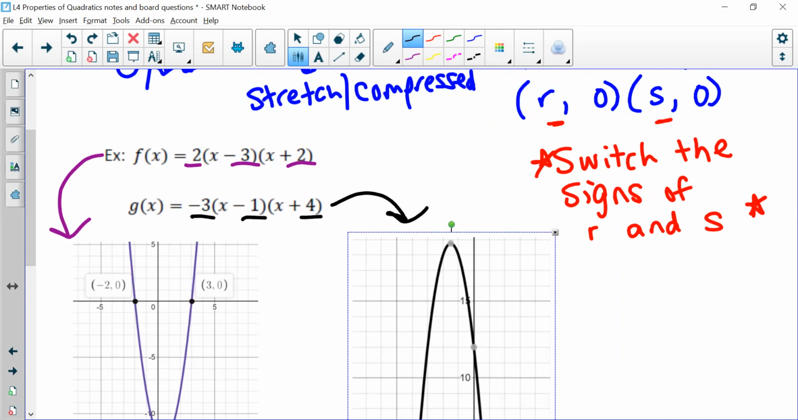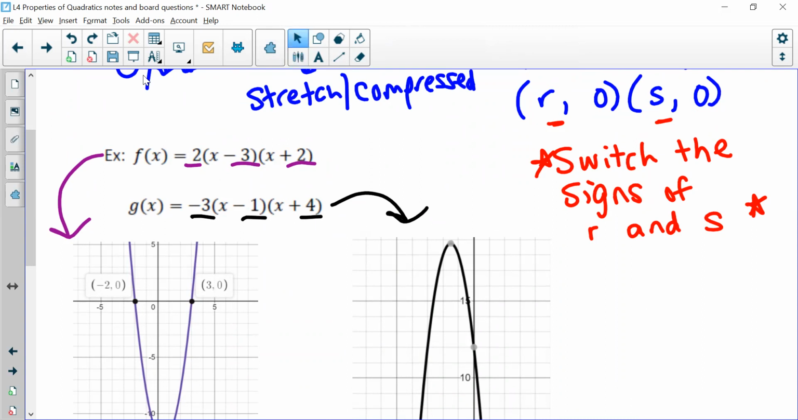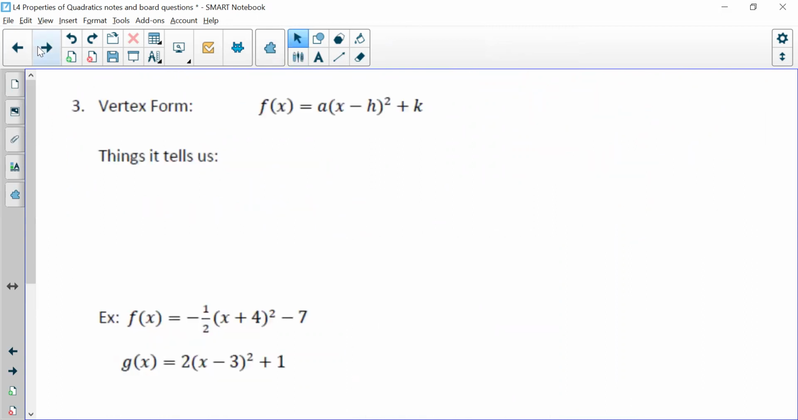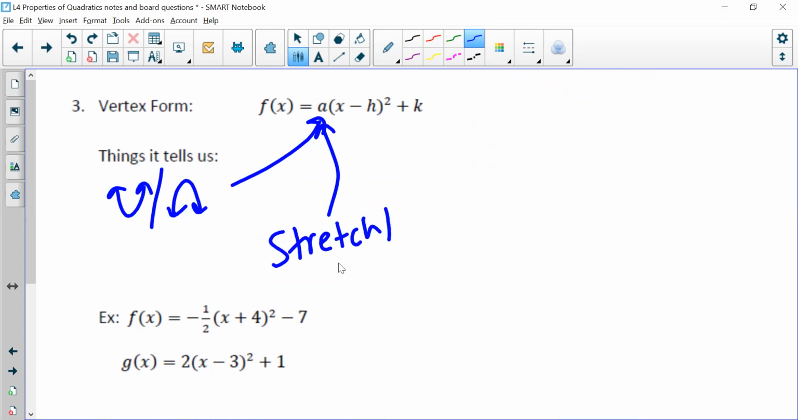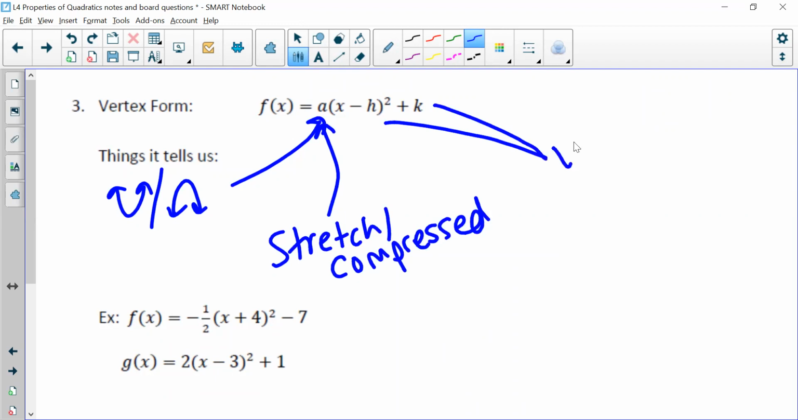All right, one last one, guys. One last form, vertex form. Again, a is going to tell us whether it's opening up or down, and stretched or compressed. So actually, Lauren, we have one that's compressed here, so this should help. And then what do you guys remember about the rest of this equation? What does it tell us? The h and the k are the values of the vertex, I think. Exactly. The vertex is (h, k).